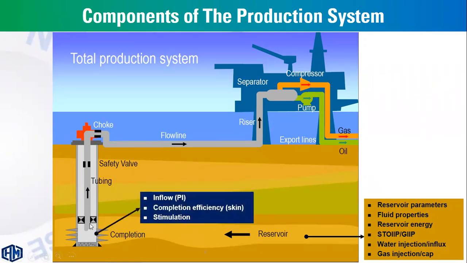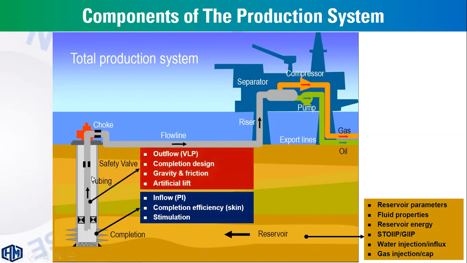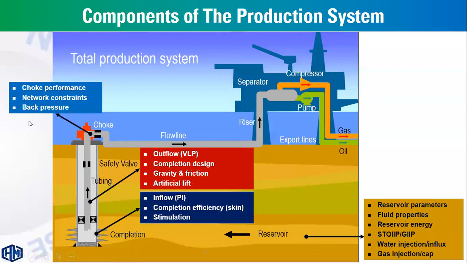Second, the completion is a function of the inflow, or productivity index, of this well. Also completion efficiency, specifically skin damage, or maybe we have hydraulic fracturing or stimulation operations, and so on. The next step relates to the production tubing, defined by the outflow or vertical lift performance. It's a function of the completion design, also the gravity and friction of the fluid in the production tubing, and also the artificial lift design and artificial lift system optimization. Next, for the choke, we have a specific choke performance defined by network constraints related to the production or processing facility. Also, we may have some back pressure from other wells on the wellhead and so on.